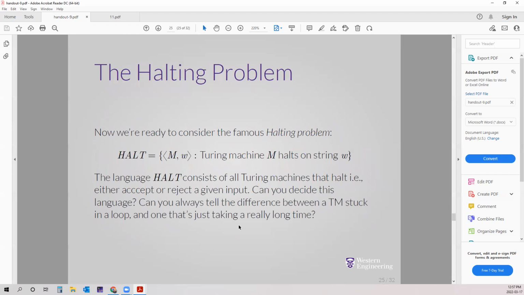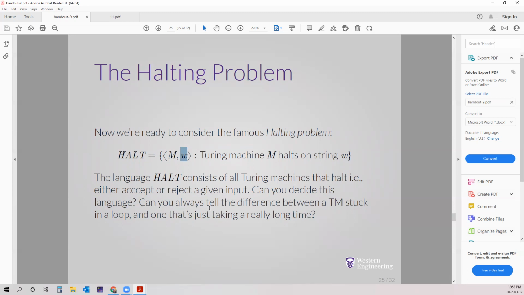Then we'll come to another problem that we call the halting problem. Why does the program not halt, why does the Turing machine not halt and decide? For the halting problem, we have a Turing machine M and w as an input string, and the question is whether M halts on the string w. The language HALT consists of all Turing machines that halt, either accepting or rejecting a given input. There is a decision, reject or accept. Can you decide this language?